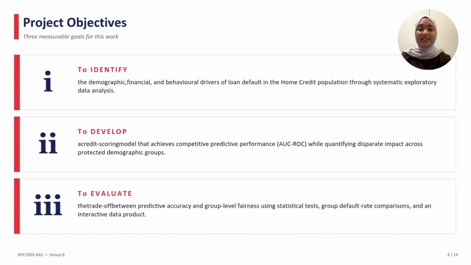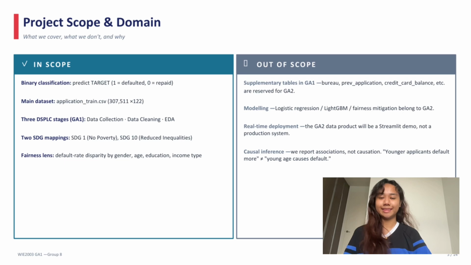Three objectives. Identify drivers of default, develop a credit scoring model that quantifies disparate impact, and evaluate the trade-off between accuracy and fairness. Sarah, on scope. Thank you. In scope: binary classification on the main file, 3 DSPLC stages, 2 SDG mappings, and a fairness lens. Out of scope: supplementary tables, modeling itself, deployment, and any causal claims.